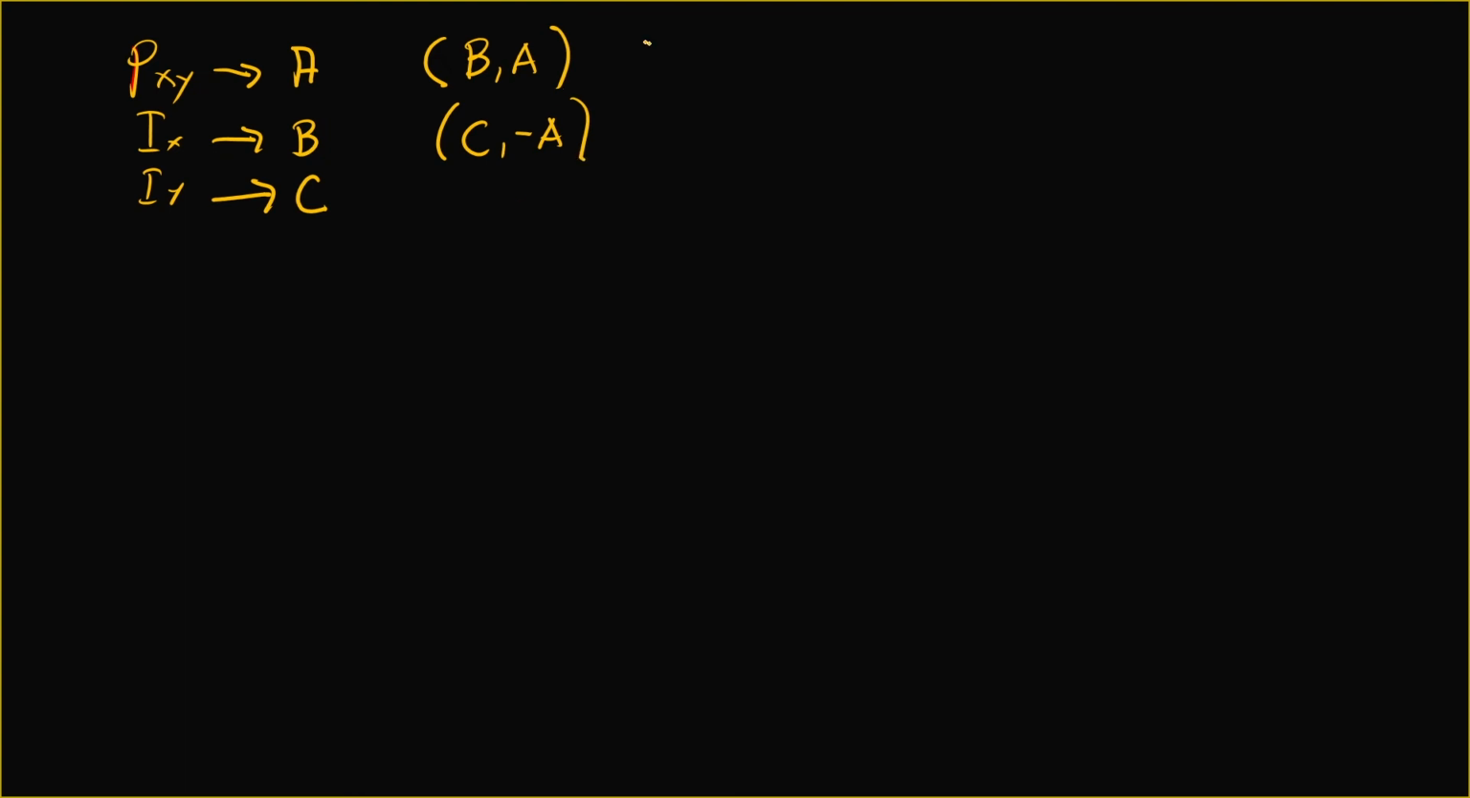PXY, IX and IY are stored in my calculator: A, B, and C. My points are B, A, and C, negative A. In the calculator, you enter X and Y. The X is B and its Y is A. The X is C and its Y is negative A. That is what we input in the calculator.